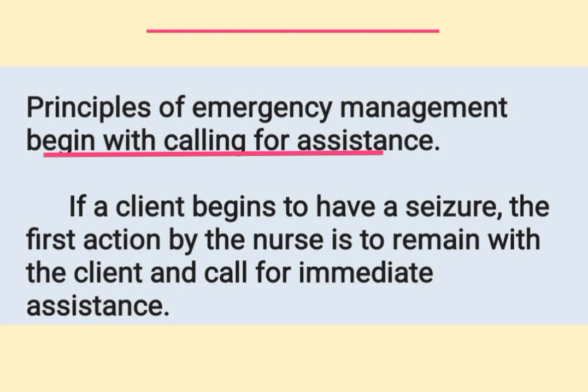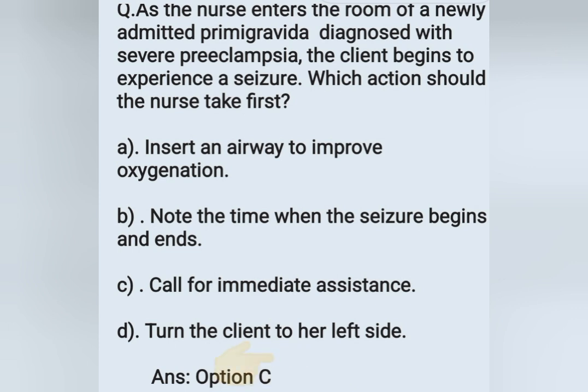If the client begins to have a seizure, the first nursing action is to remain with the client and call for immediate assistance. So here the correct answer is option C, call for immediate assistance. Then after the seizure, the client needs intensive monitoring. After that the nurse can start the airway, improve the oxygenation and turn the client to the left. After seizure activity, we can start this. The main thing in principal management is to call for immediate assistance. Move on to the next question.